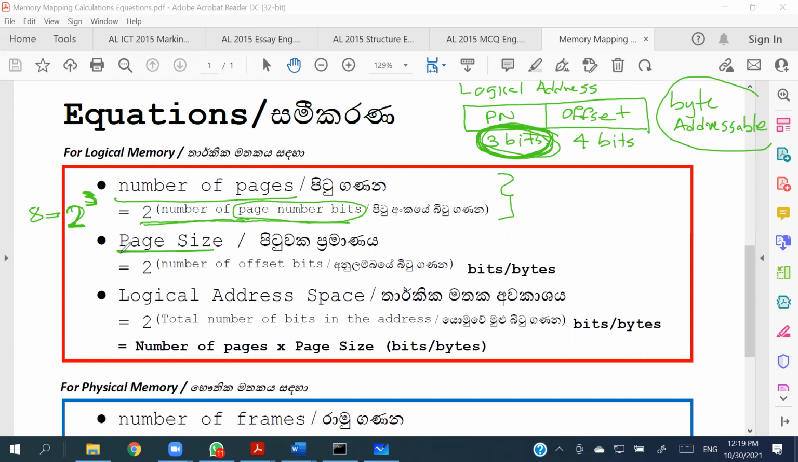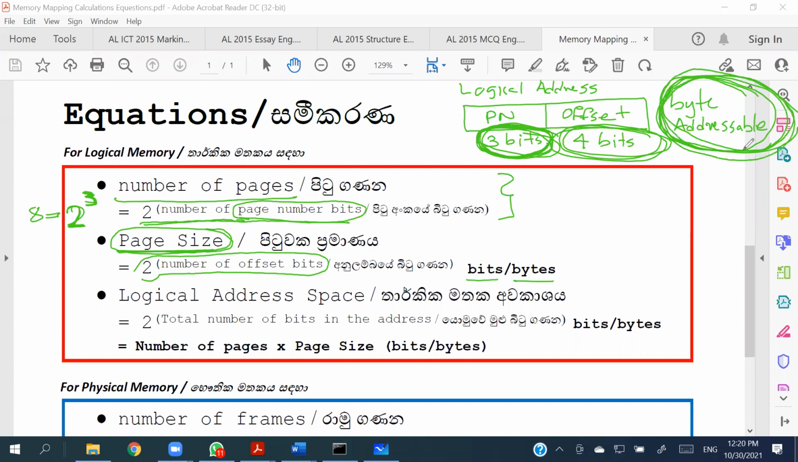So Nikini, can you calculate the page size now? Page size can be calculated by using 2 to the power of the number of offset bits. Here I have given you the offset bits. So what should be the answer, Nikini? Correct. And it should have a unit. We define whether it is bits or bytes with the help of this addressing mode. Here I have said it is byte addressable, right? So your answer is going to be 16 bytes. Very good. That is how you are going to do that.